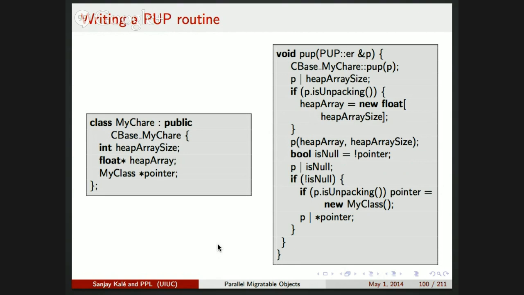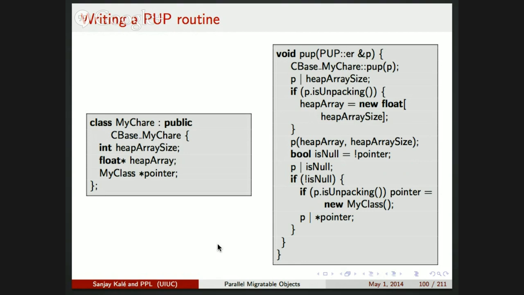And then we say, OK, if we're on the unpacking end, then we need to actually allocate memory for space in which to unpack the data that we're receiving. So then regardless of which direction we're going, packing or unpacking, we want to actually pack the contents of that array, so the pointer to it and its size. And then for this other thing, which we're just going to have either one instance of or none, we look at whether it's a null pointer, and pack up that Boolean flag. And if it's not null, and we're in the unpacking case, meaning that we have to allocate it, then we allocate the new instance on the receiving side, and then pack or unpack the contents.